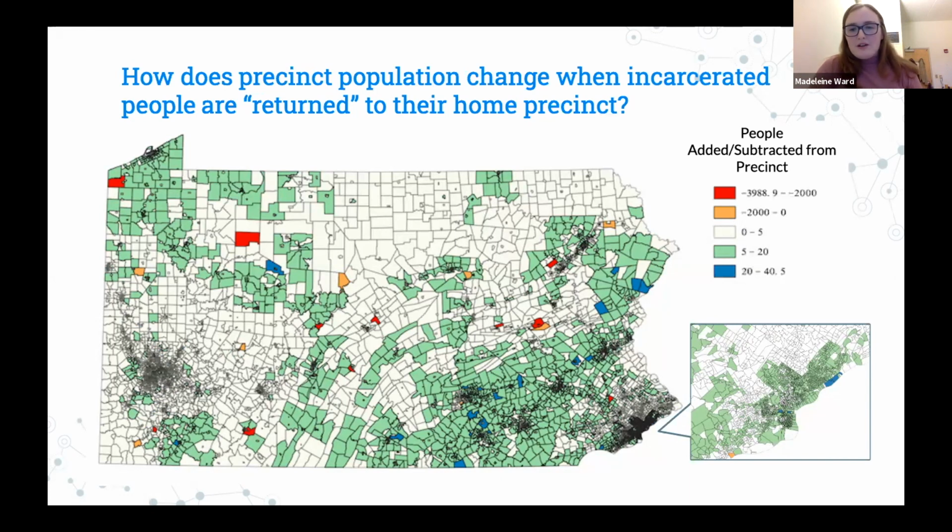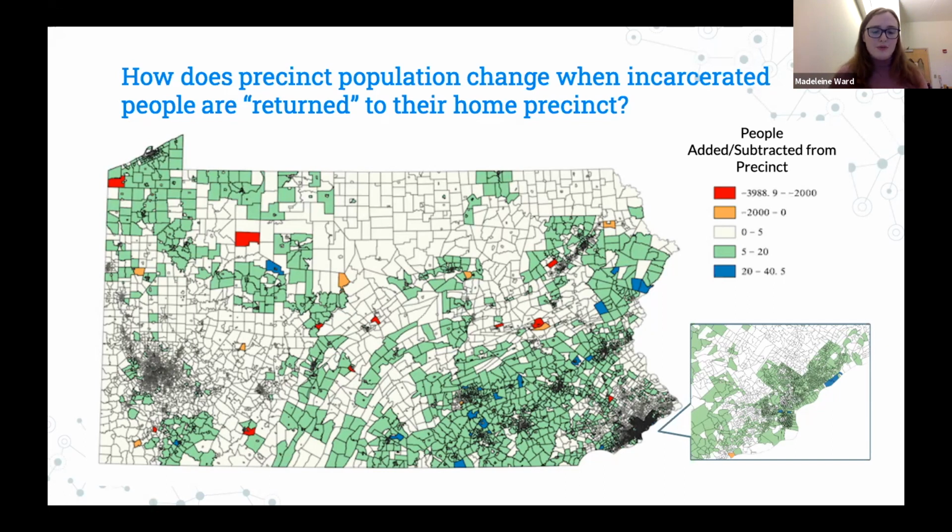But you see that although there's a huge amount returning to Philadelphia, where I've zoomed in on, and also Allegheny County, which is over on the left-hand side in that other urban center, that's just an enormous amount of people. But the people are returning to everywhere in the state. And so, of course, there are also people who are incarcerated in the same county where they committed their crime. That was more unusual than most, but there were people returned to every precinct in various weighting amounts.